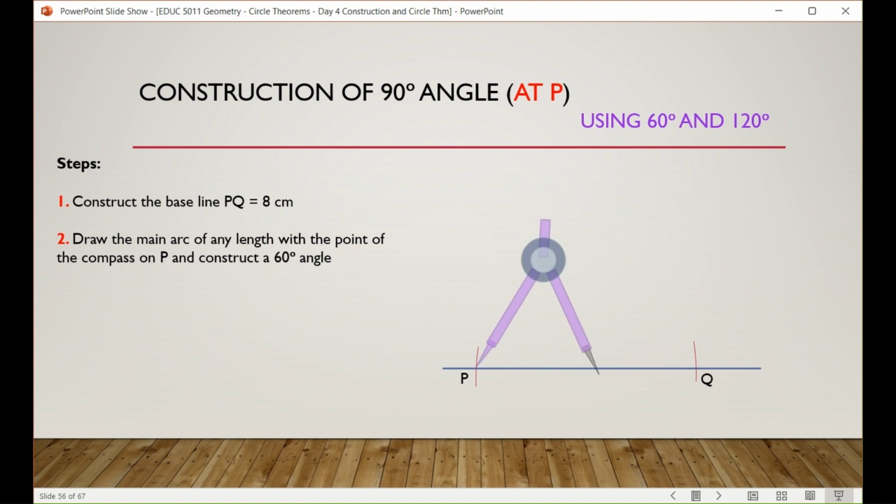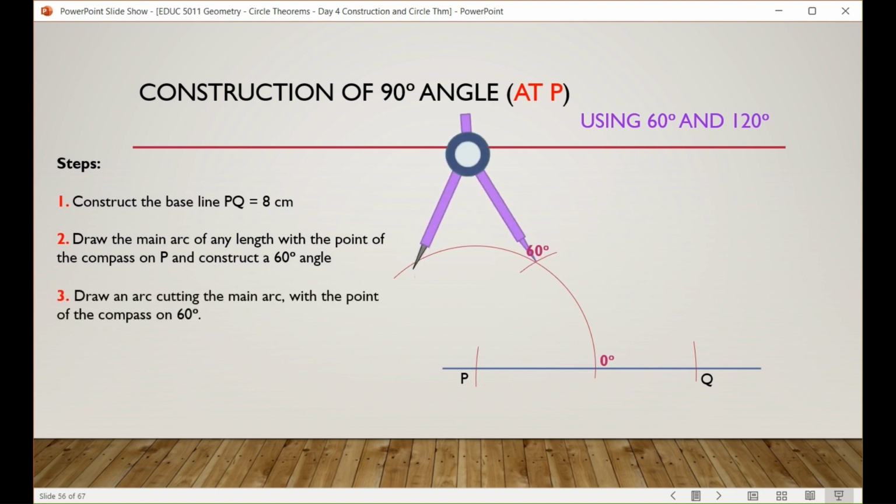So just as we did our baseline, what do we do now? Draw the semicircle here, up however long you want. Start at 0, construct 60. See, that's the same thing we're doing all the time. And then we want to construct a 120. And why we're making the arc long is because we recognize that we want to construct a 90 degrees or make a perpendicular line at P.